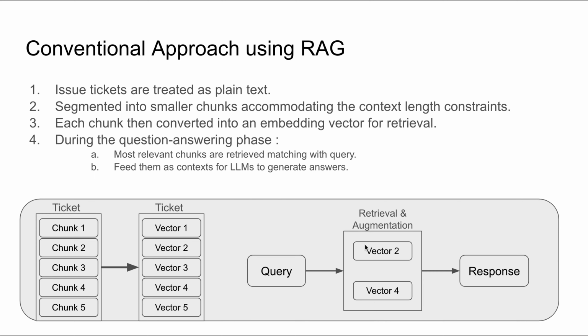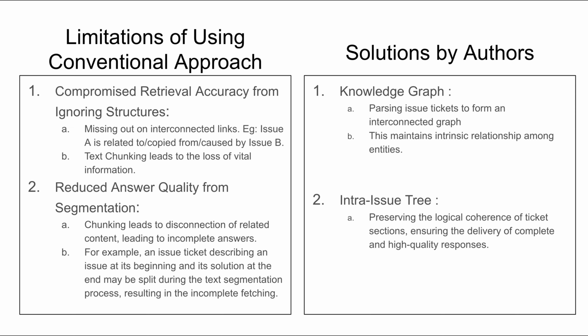and yes, these vectors could be from multiple different tickets also, right? Now these are augmented into the LLM as additional information, and yes, the response is generated. This is how a conventional RAG would look like. Now, what are the limitations of such a solution given this particular use case?